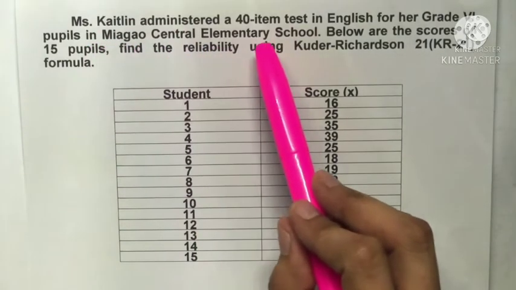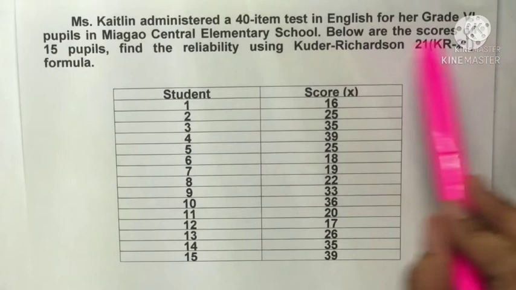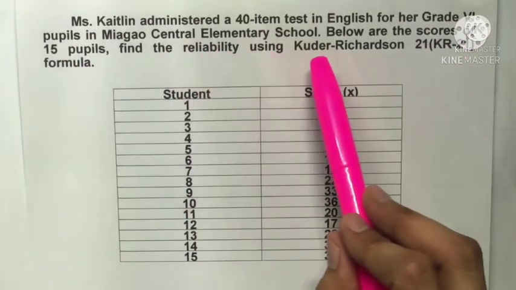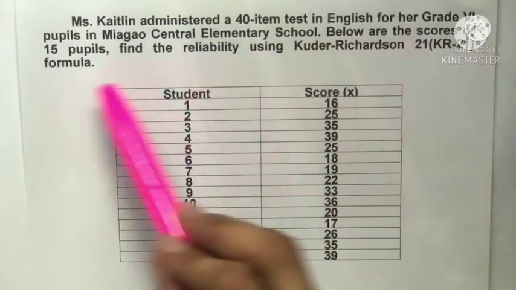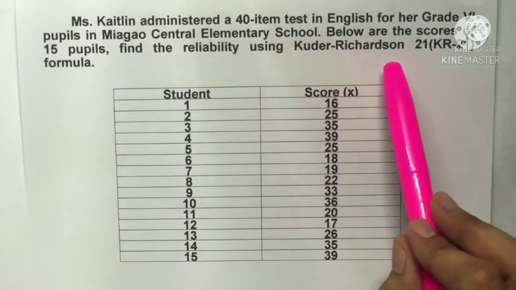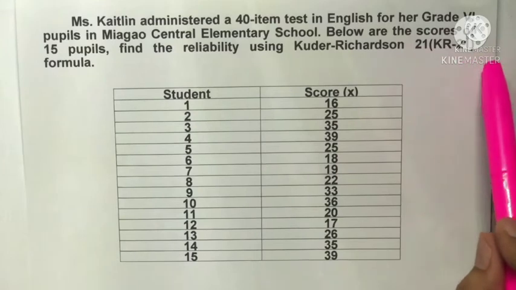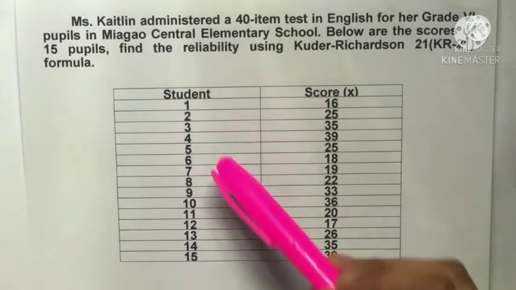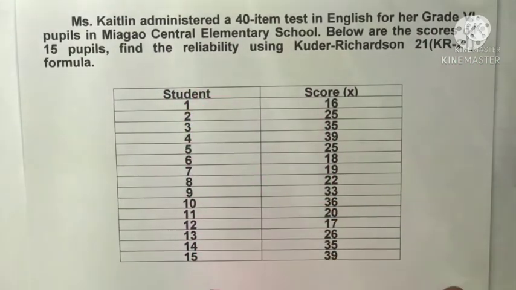Miss Caitlin administered a 40-item test in English for her grade 6 pupils in Miagao Central Elementary School. Below are the scores of 15 pupils. Find the reliability using Kuder-Richardson 21 or KR21 formula. So in the table, we have here 15 students and also their scores.